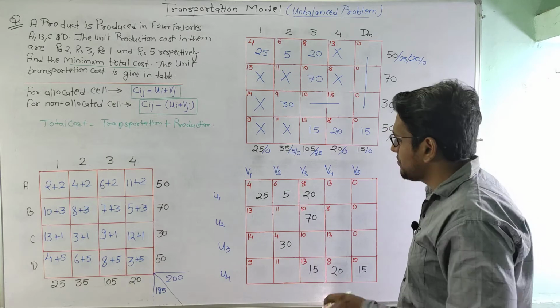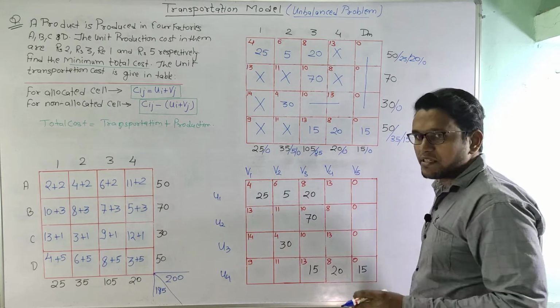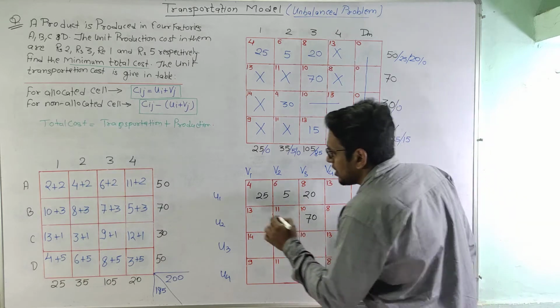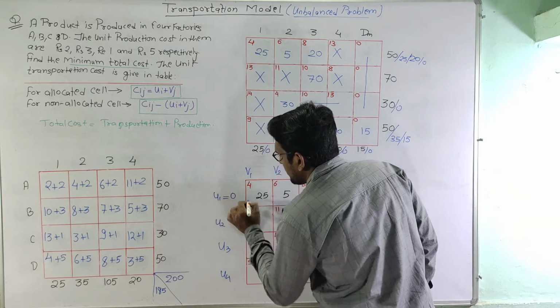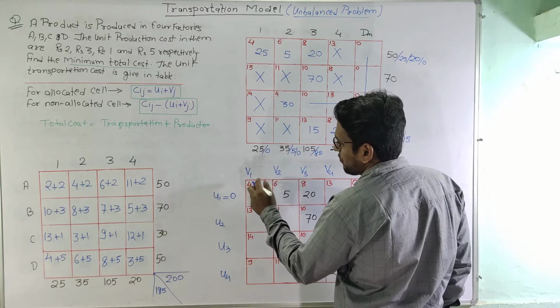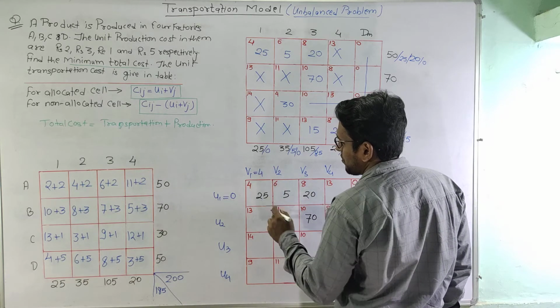And what we'll do is we will select any of the variables as 0 and calculate the value of the remaining variables. So we will select u1 as 0, and we know that 0 plus what equals 4. So 0 plus 4 equals 4.